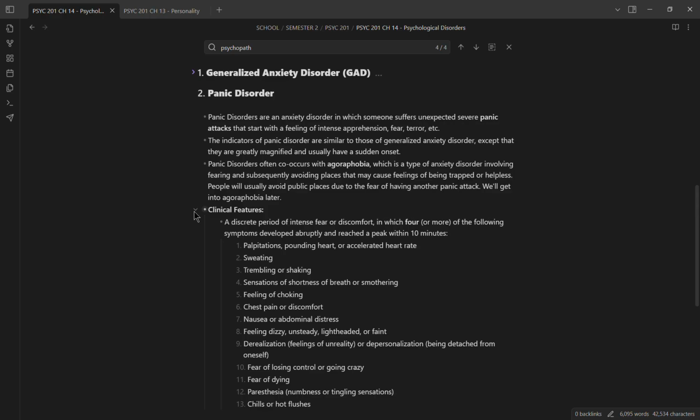Its clinical features are a discrete period of intense fear or discomfort in which 4 or more of the following symptoms developed abruptly and reached a peak within 10 minutes. Palpitations, pounding heart, accelerated heart rate, sweating, trembling, sensations of shortness of breath, feeling of choking, chest pain, nausea, dizziness, derealization, fear of losing control, fear of dying, paresthesia, which is like numbness or tingling sensations, and chills and hot flushes, right? These are our panic disorder symptoms.